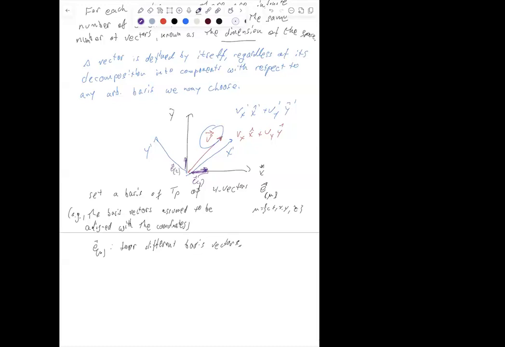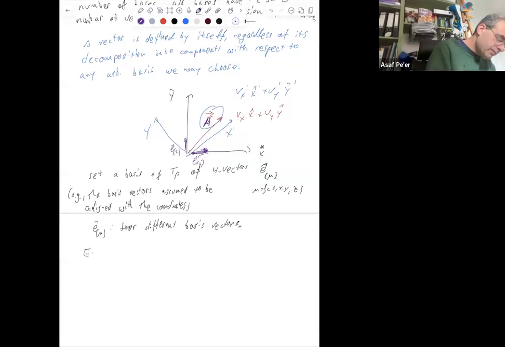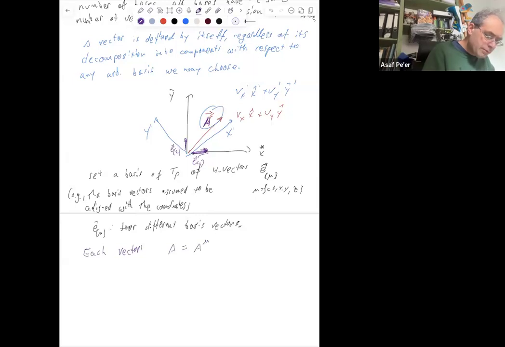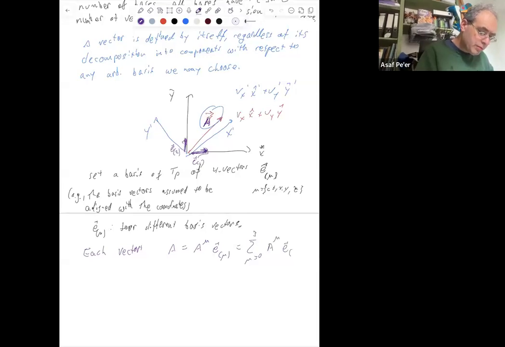All right? If I have a vector, let's call it A rather than V, then I can write down each vector. A is A mu, E mu. A mu is the component, right? Again, look at the picture that I just drew. A mu is the component, and E mu represents the basis vector. Of course, there is a summation here over mu, from 0 to 3, A mu, E mu.